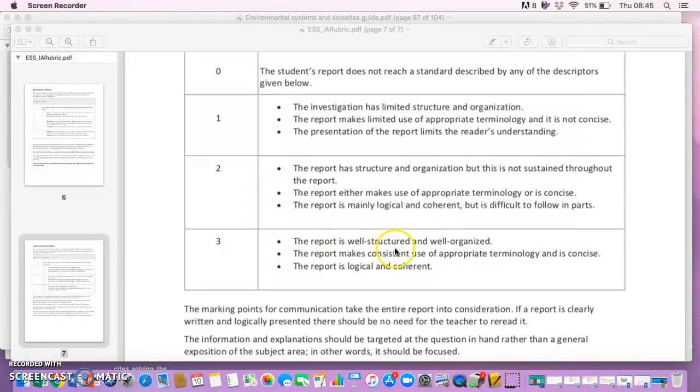It's consistent, appropriate terminology, concise, all right, so really, this is a writing issue. So is it concise? Is it getting to the point? Is it logical and coherent? So that's just looking at the grammar and structure of this.